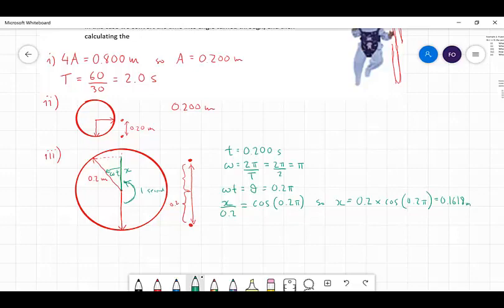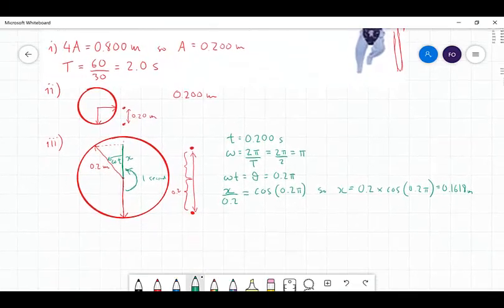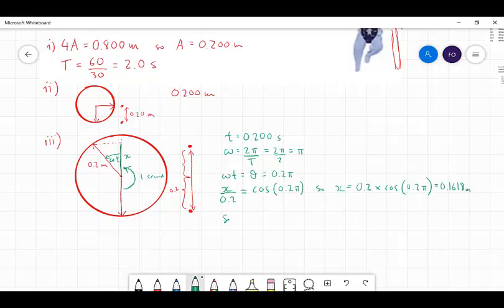Okay, so now we know that that green line here is 0.1618, but we were asked how far she was from the floor, so we need to add 0.2 to that. So she is 0.2 plus 0.1618 meters from the floor, i.e. 0.36 meters to two significant figures. Okay, so sometimes with these reference circles, you need to interpret the information quite carefully in order to figure out just what distance it is that's most useful to figure.